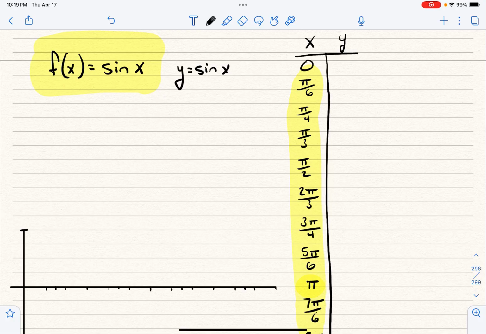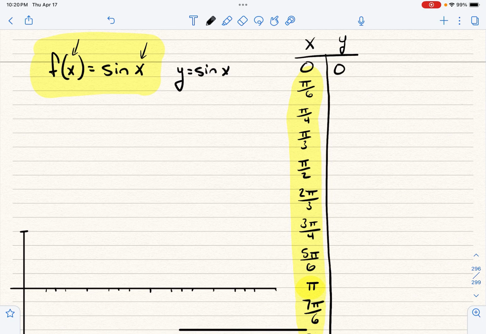So what I'm doing is plugging in 0 right here, and you think, what is the sine of 0? Well, at 0 degrees or at 0 radians, what's the y value? The y value is 0. Okay. And then you go, what's at pi over 6? What's the y value? It is 1/2. At pi over 4, it's square root of 2 over 2. At pi over 3, it's square root of 3 over 2.